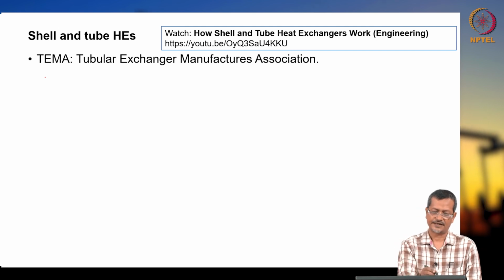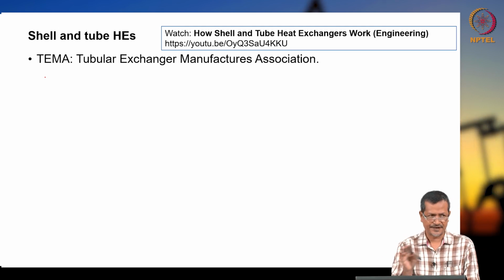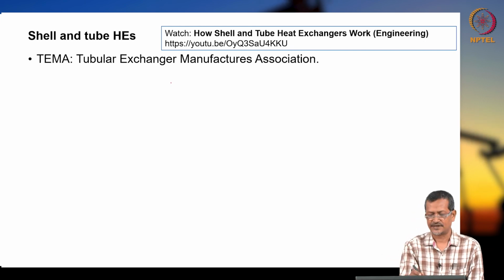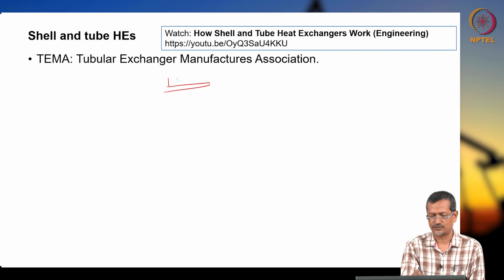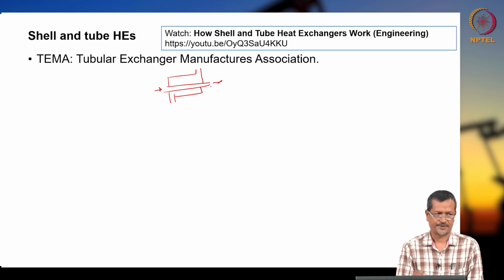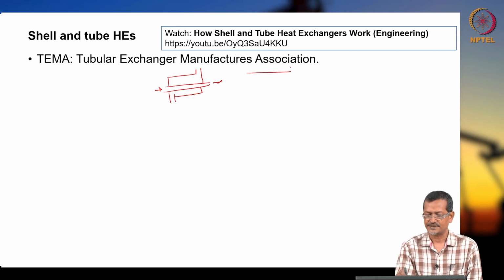This is a shell and tube type, as I already explained. This is a cylindrical vessel, and it will have multiple passes of pipes. Single pass means one pipe is going through the system. I will draw the simplest one, and you will understand. This is single pass, but if you want to make multiple passes, it will be like this.